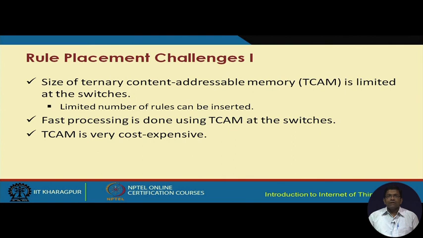The flow tables reside in these TCAM memories, and these TCAM memories are very fast. That means fast processing can be done, which is why these specialized memories are required. We cannot use any other memory that is normally available in the switches and other computing hardware; we have to use this TCAM memory at these switches. And TCAM memory is very expensive as well. So, you cannot easily scale up, we cannot get as much memory as we want because of the cost prohibitiveness.